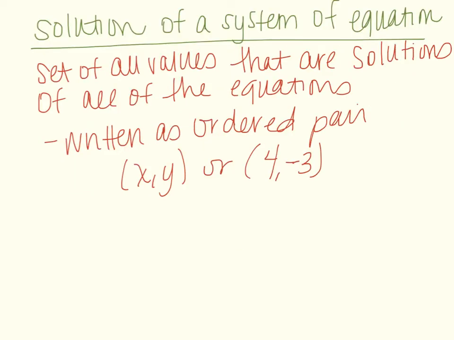Next, let's talk about what the solution of a system of equations looks like. This is just going to be a set of all values that are solutions of all of the equations. So it's a set of numbers that make both equations true, and this is going to be written as an ordered pair. Remember, an ordered pair is written x comma y, something like 4, negative 3. So it would have to, again, make both equations true.